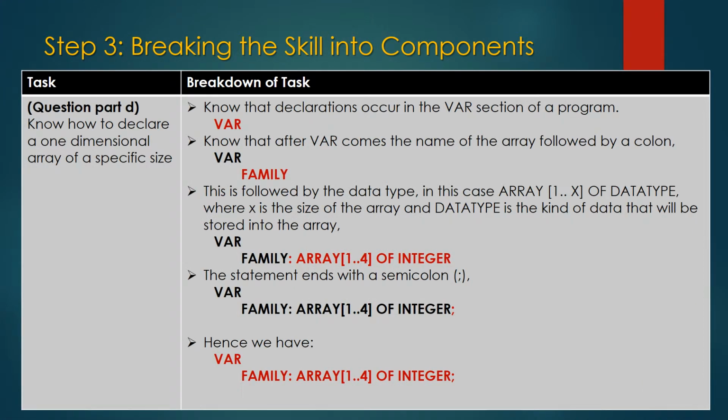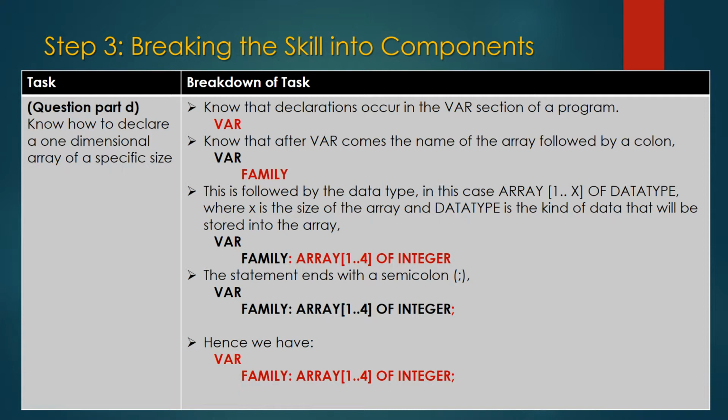Answer for Part D: to declare a one-dimensional array of a specific size. When I break down that task, we know that declarations occur in the var section of a program. So first the student could write var. Know that after var comes the name of the array followed by a colon. So the name of the array is family, and then we follow it with a colon.